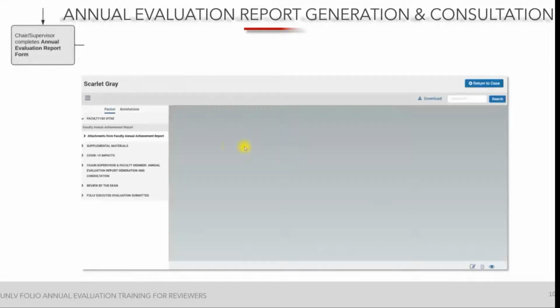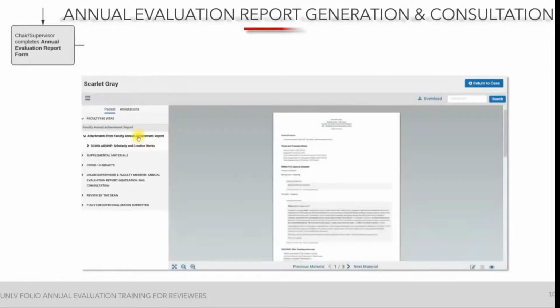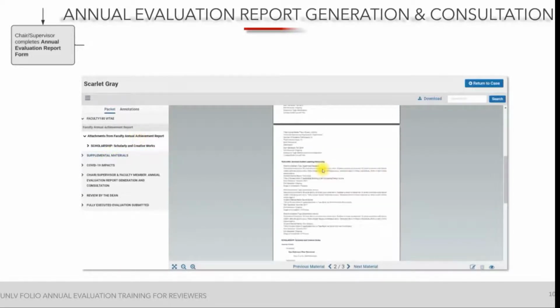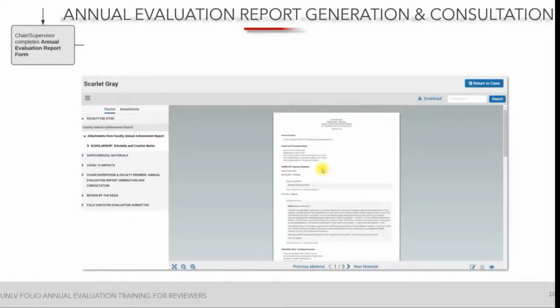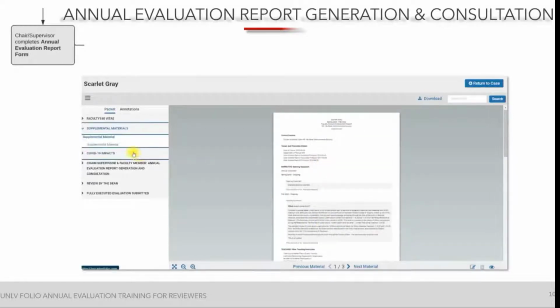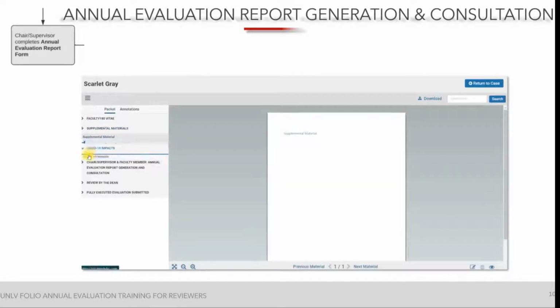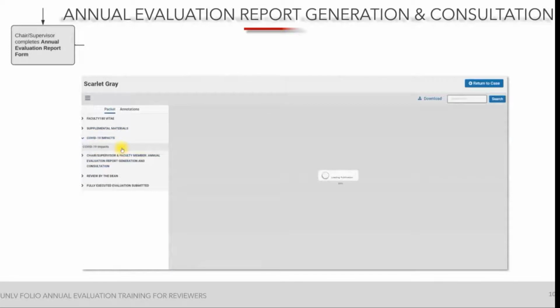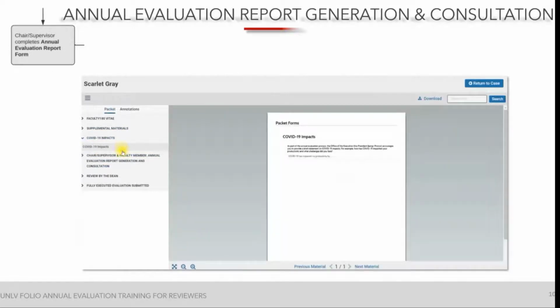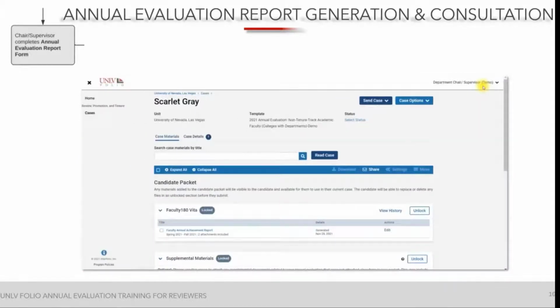So the reader will open up, and you'll automatically see the FAR Vita. You can go ahead and scroll through and see the different information provided. You can also access the supplemental materials and the COVID-19 impact statement that the faculty member submitted. After you're done reviewing all of the information and you're ready to write up the report, you'll click on the Return to Case button in the upper right corner.